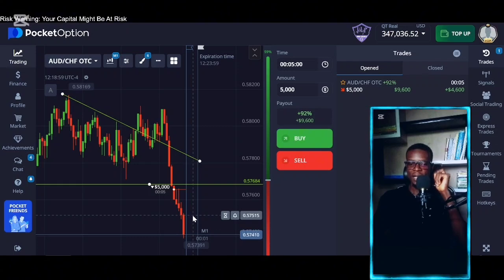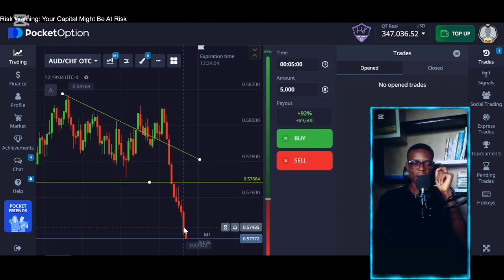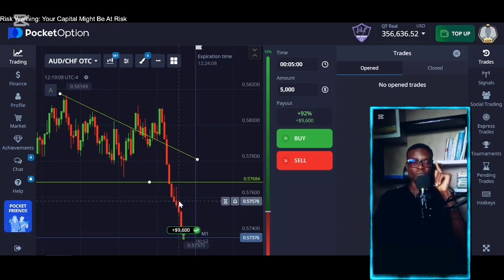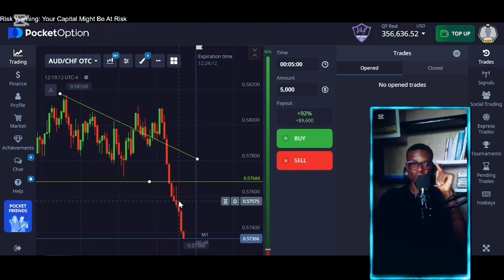So we have a few seconds now. In 5, 4, 3, 2, 1, and there you have it, guys. We have just won this very beautiful trade. You need to study the chart. That is the first thing you need to study, right?